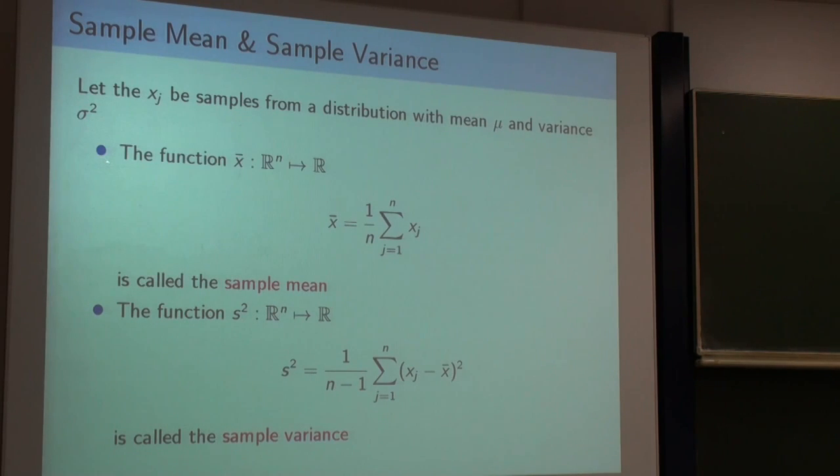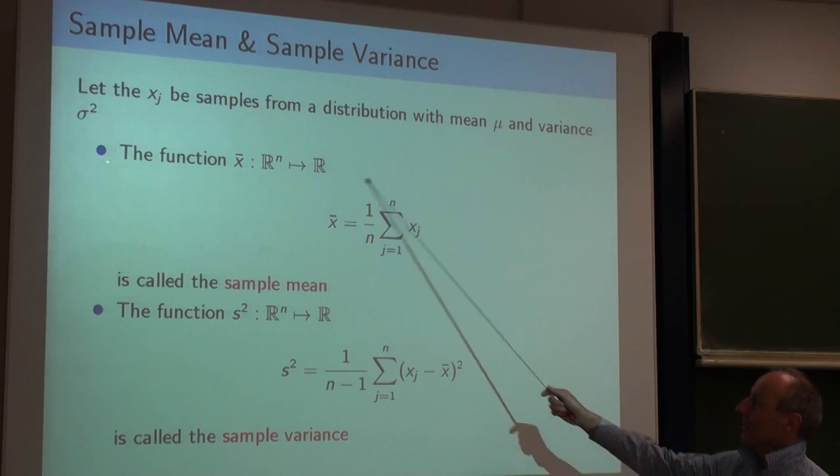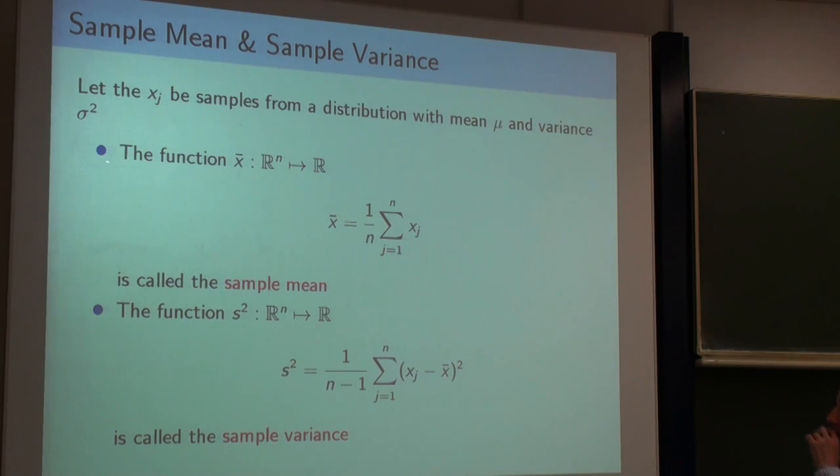Okay, now let's look at particular examples of estimators. The first and most important is the sample mean. You all know it. And the sample mean is an estimator for the expected value. The sample variance, what we have here, is an estimator for the variance.